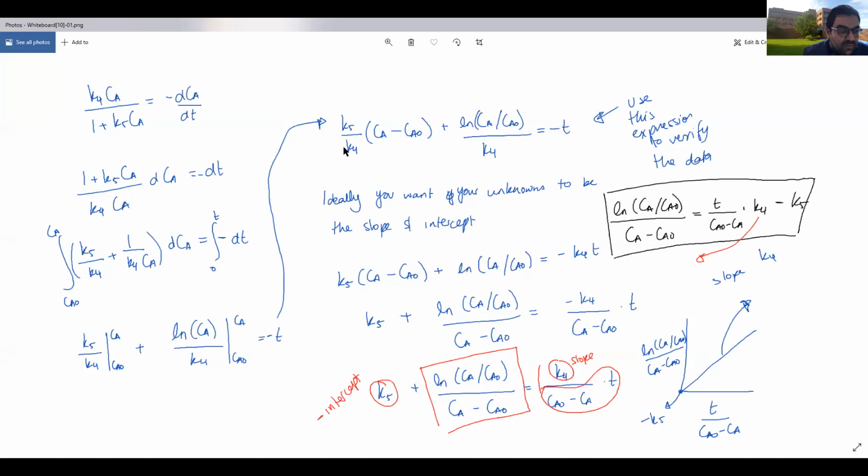Okay, so I have K5 over K4 (Ca minus Ca naught) plus ln(Ca divided by Ca naught) over K4 is equal to minus T. And ideally, in order to get these unknowns, I want them to be my slope and my intercept, so that when I plot my line, I can just read off the slope, read off the intercept, get these constants. So we did some rearranging here. I multiplied, first of all, by K4 across, and get K5 (Ca minus Ca naught) plus ln(Ca over Ca naught) is equal to minus K4 T.